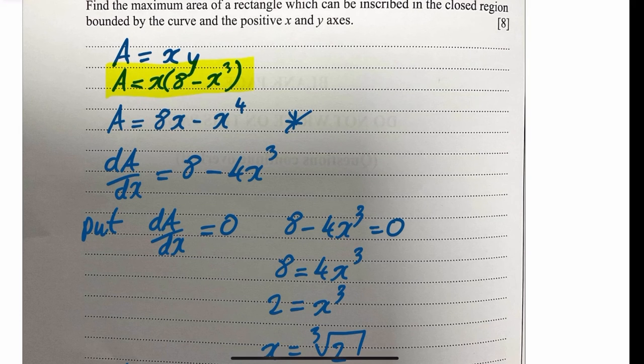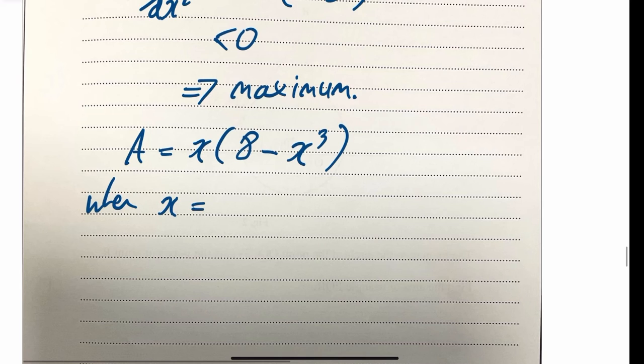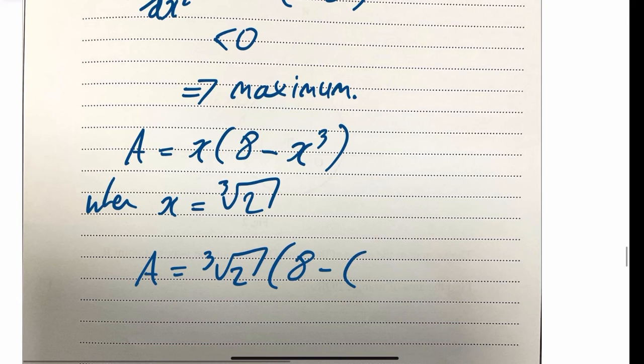So what's that say? A is equal to x upon 8 minus x cubed. So we'll just say when x is equal to the cube root of 2, area is going to be equal to the cube root of 2 upon 8 minus the cube root of 8. The cube root of 2 cubed is just going to give you 2. So that really is going to be 6 times the cube root of 2 overall.